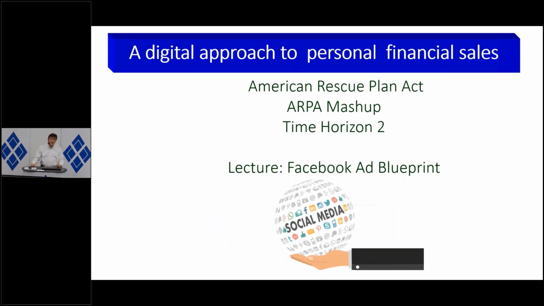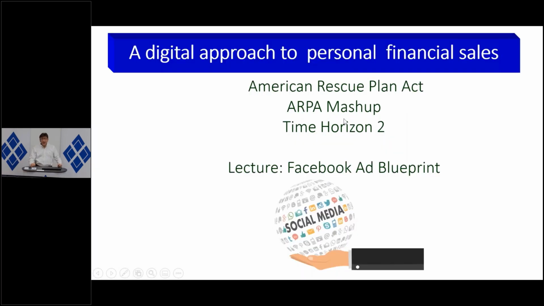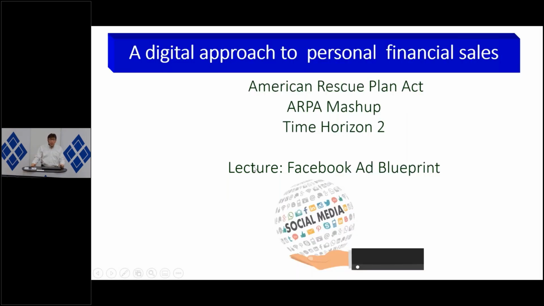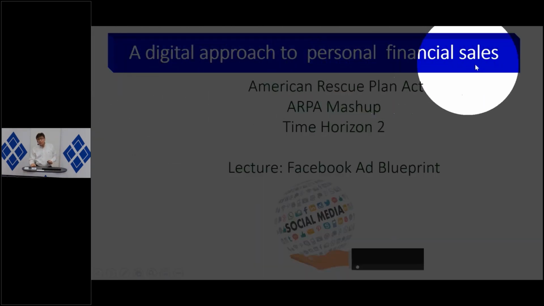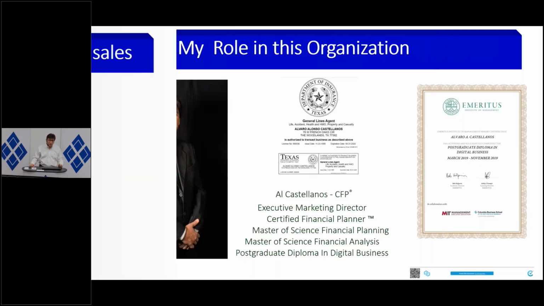Today, we're going to be marketing around the American Rescue Plan Act, ARPA, and we're going to be working on the ARPA Mashup. We're going to be executing time horizon number 2 of the ARPA Mashup. And in the lecture part of the training, we're going to be covering elements of a Facebook ad blueprint. So that's what we're going to be covering under the lecture component. Remember, we always use a digital approach to personal financial sales. We have a lot of material to cover today, so let's get started right away.